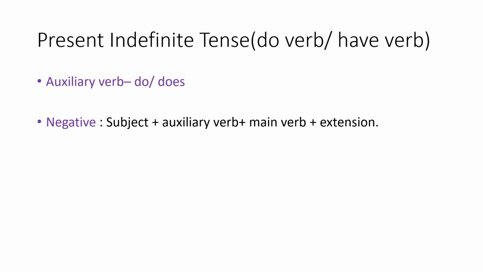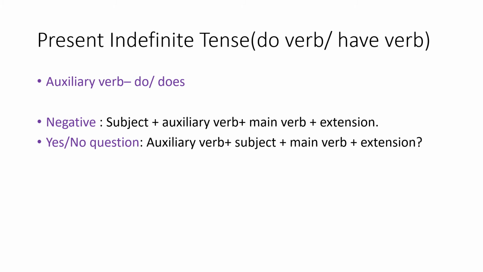And to make a sentence negative, you have to memorize this structure. First subject plus auxiliary verb plus main verb plus extension. One thing, student, you should not forget that we are learning present indefinite tense. Okay, and in this present indefinite tense, if you want to make a sentence into negative, then you have to memorize this structure. Subject first, then auxiliary verb plus main verb plus extension. And it is the same for all the tenses. Different tenses have different auxiliary verbs. But if you want to make it negative, then you have to follow this structure.